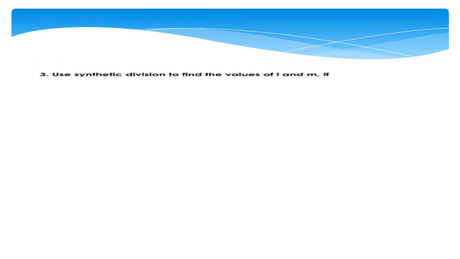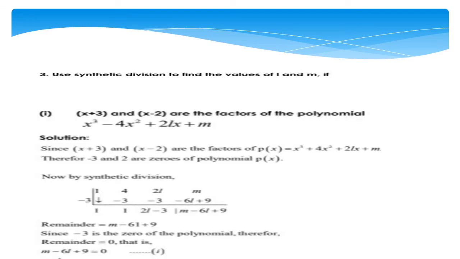Use synthetic division to find l and m, two unknown variables, if x plus 3 and x minus 2 are factors of the polynomial. When two unknown variables are present, the two given values give two equations to solve. Since x plus 3 and x minus 2 are factors of p(x) equal to x cube plus 4x square plus 2lx plus m, therefore x is equal to minus 3 and x is equal to 2 are zeros of the polynomial p(x).